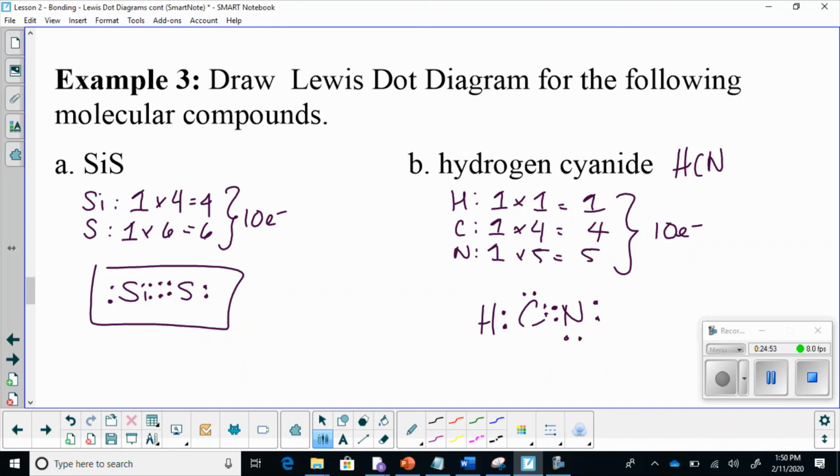Again, I can't make a double bond between hydrogen and carbon, so I make a triple bond between nitrogen and carbon. So, if we go back, hydrogen is happy because it has a duet. Carbon is happy because we have 8. And nitrogen is happy because it also has 8.